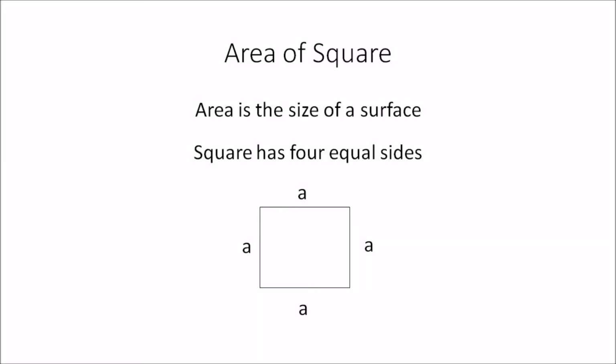Hello everyone, in this video I'll show you how to calculate the area of a square. Now area is the size of a surface, and a square has 4 equal sides. I've drawn a square and labeled each of the sides with the letter A. That's only because all the sides are equal in length, right? So we don't get confused, they're all labeled as A.